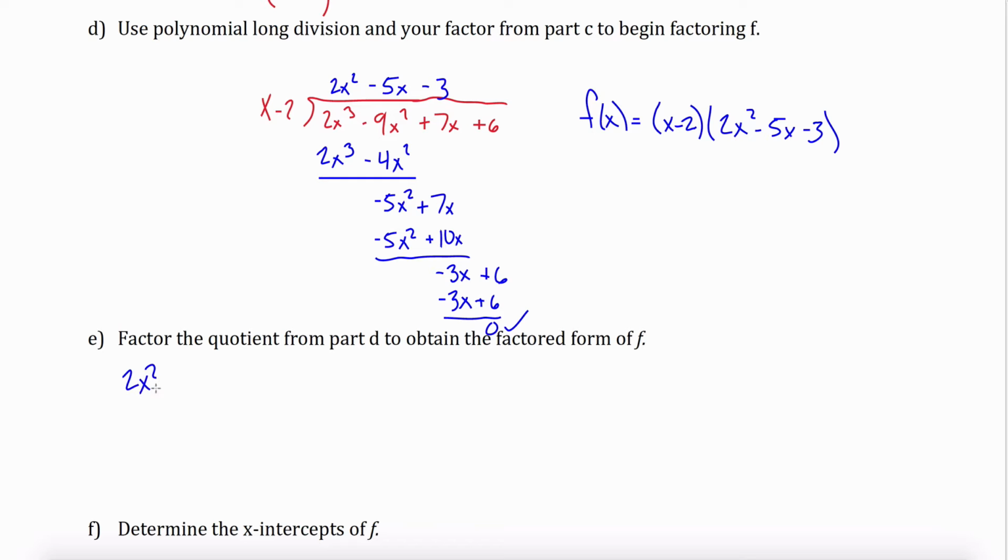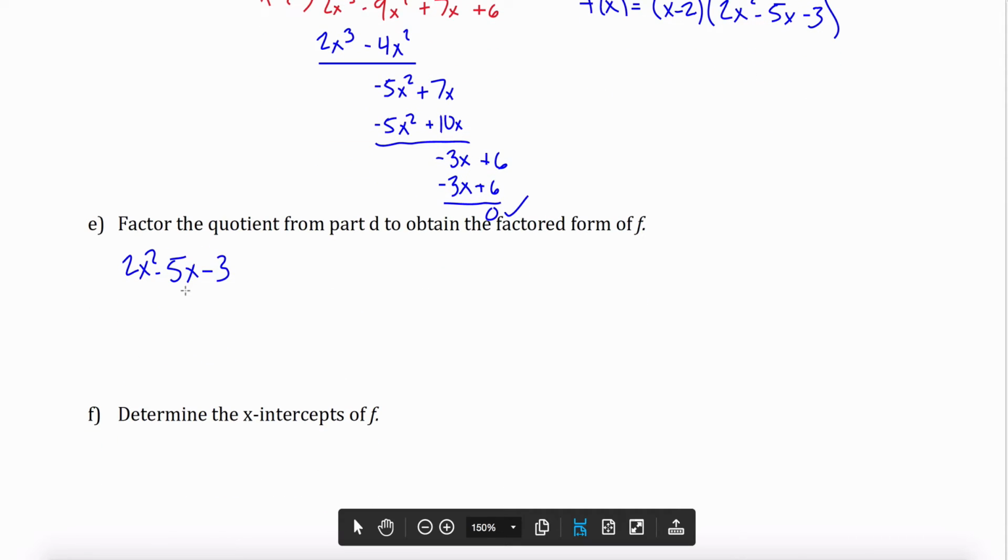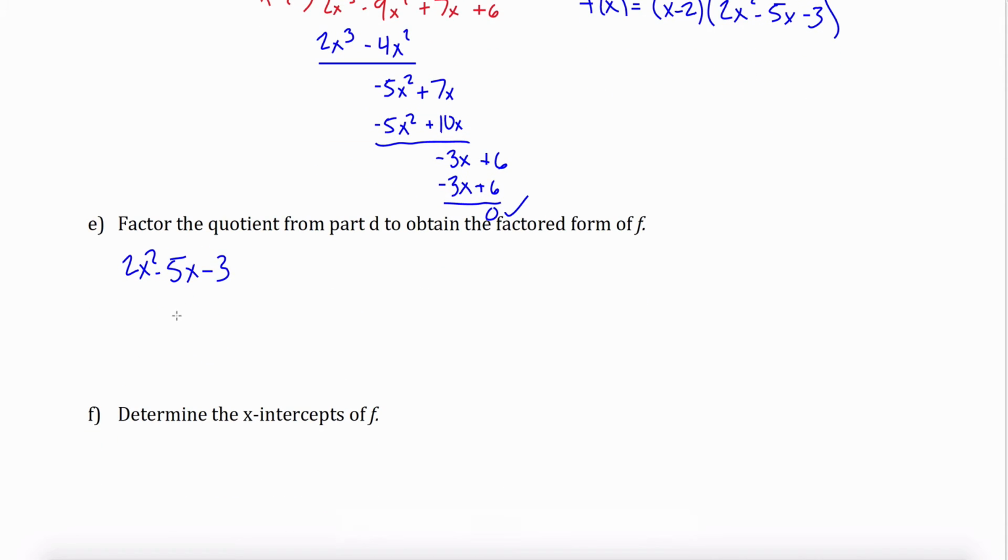Well, there's a couple ways you can do that. It's kind of this guess and check method. Or if you want to go through the longer process that we learned as an option in class, you can find two numbers that multiply to negative 6, the product of A and C, and add to negative 5. So what, positive 1 and negative 6 would work?